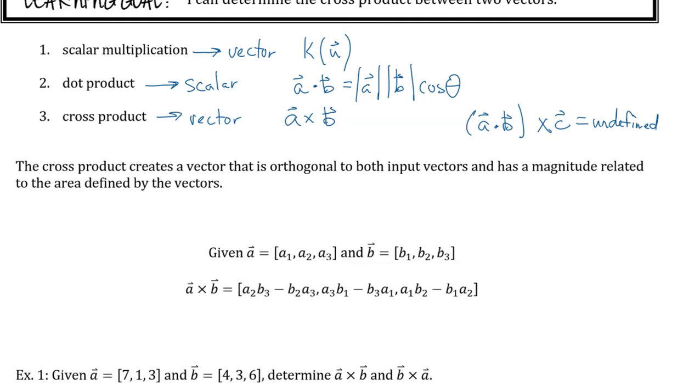The cross product takes two vectors and creates a third vector that is orthogonal to both. What does that mean? Like parallel, or like you can multiply them to get to the same value. Yes, but specifically, not parallel, but perpendicular, right?